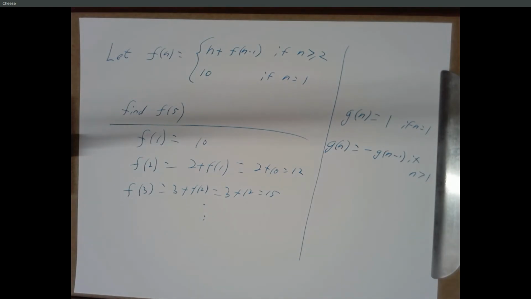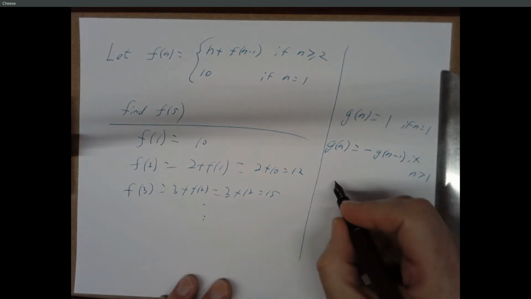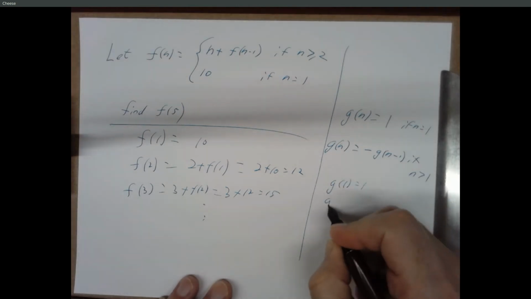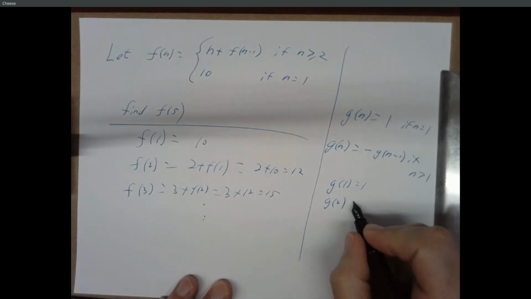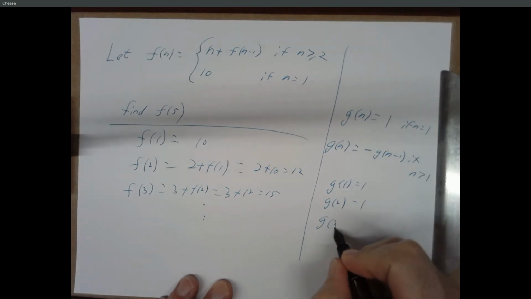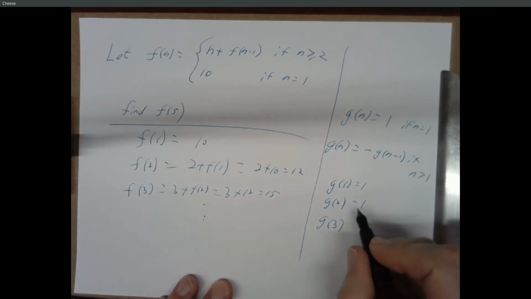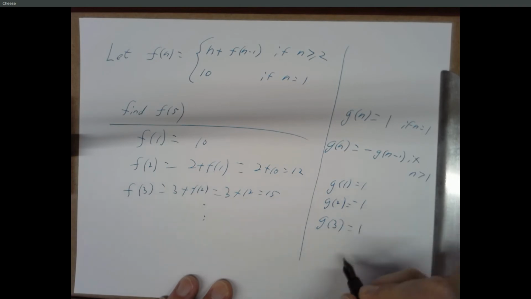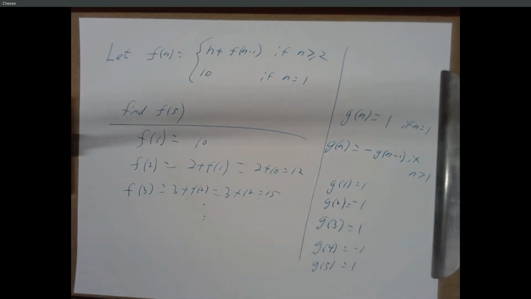I won't, but I could ask you to find g of 100 here. So g of 1 is 1, and g of n is negative g of n minus 1 for n bigger than 1. So if you start trying to do this, g of 1 is 1. G of 2 would be negative g of 1, which is minus 1. G of 3 would be negative g of 2, well that's negative minus 1, so that's 1. G of 4 would be negative 1. Gosh, there's a pattern there. So you can figure out what g of 100 is.